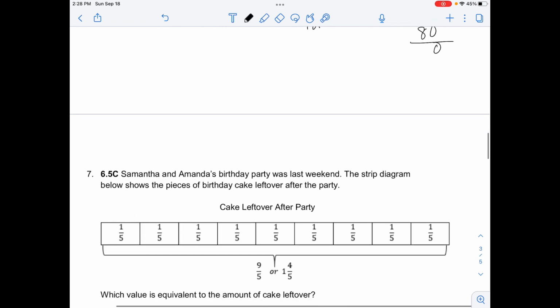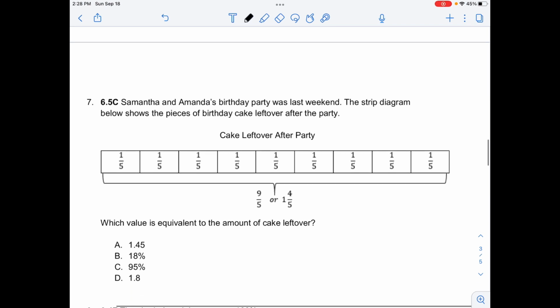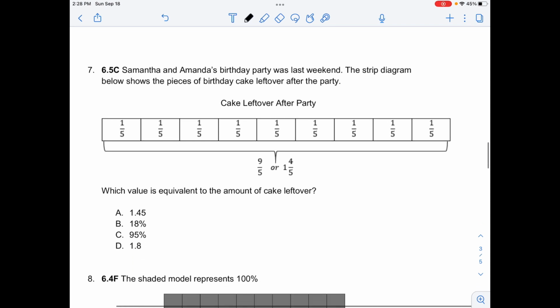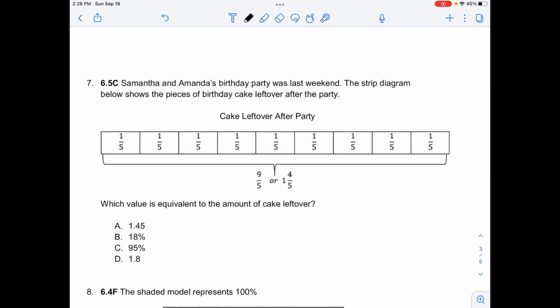Okay, number 7. Samantha and Amanda's birthday party was last weekend. The strip diagram below shows the pieces of birthday cake left over after the party. What value is equivalent to the amount of cake left over?